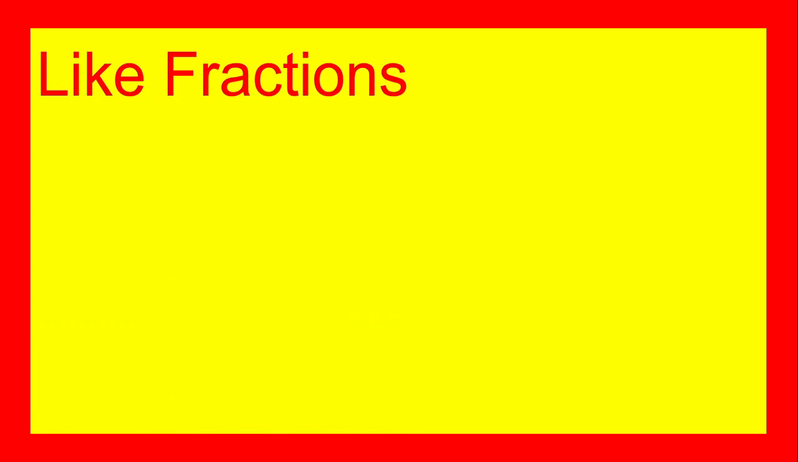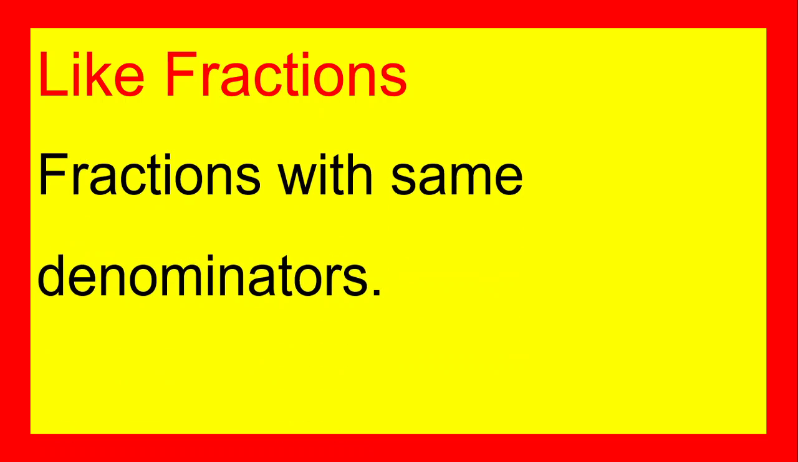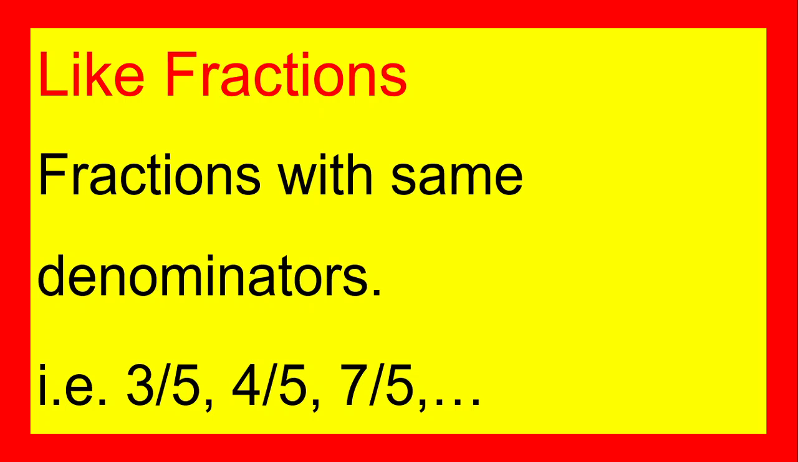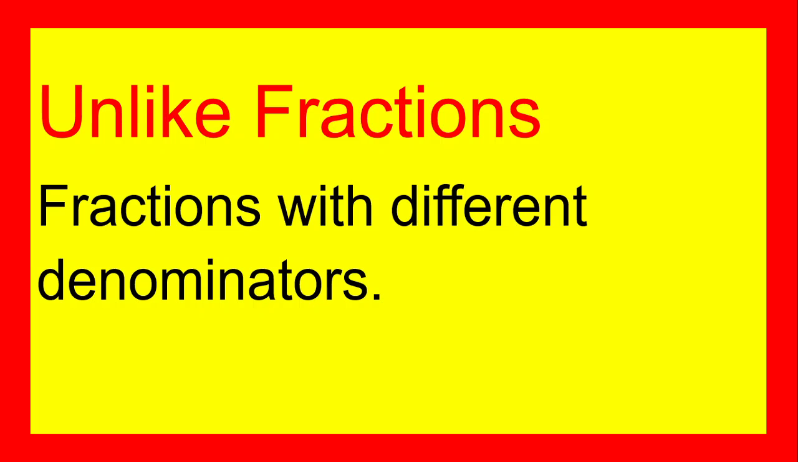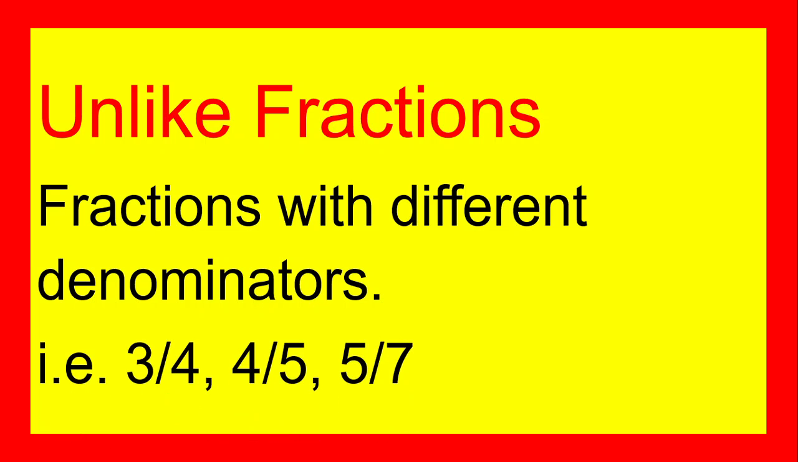Like fractions, fractions with the same denominators. For example, 3 divided by 5, 4 divided by 5, 7 divided by 5, etc. Unlike fractions, fractions with different denominators. For example, 3 by 4, 4 divided by 5, 5 divided by 7, all have different denominators.